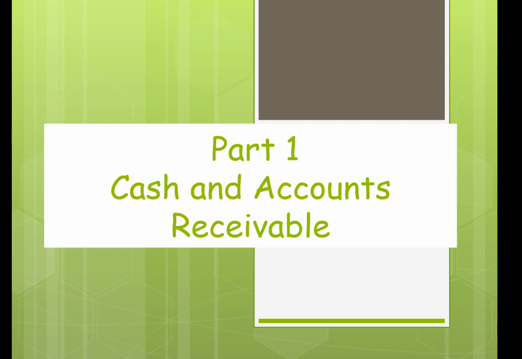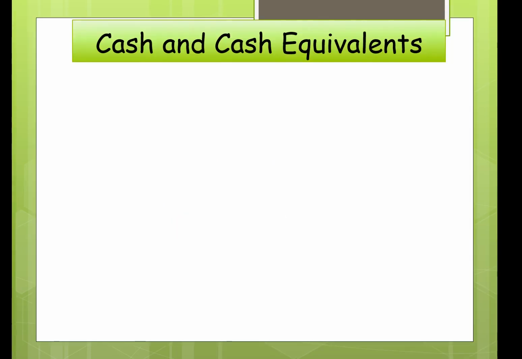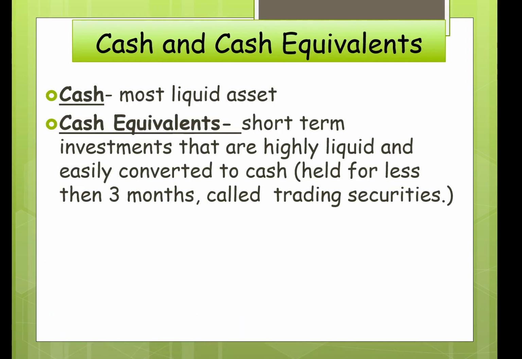Part 1, Cash and Accounts Receivable. Now, when you look at cash, a lot of times you'll see the title, Cash and Cash Equivalents. This would include cash, but it would also include what we call equivalents, which are any short-term investments that are highly liquid and easily converted to cash, held for less than 3 months, called trading securities.